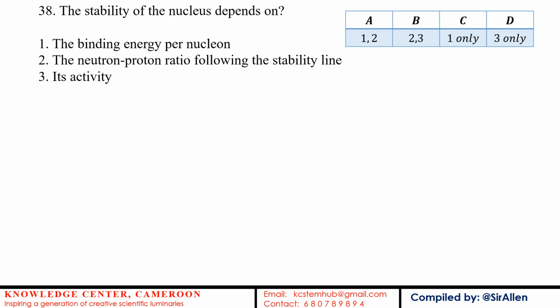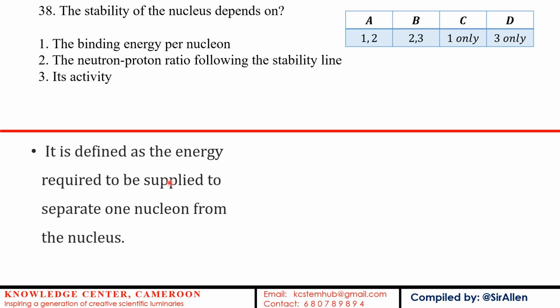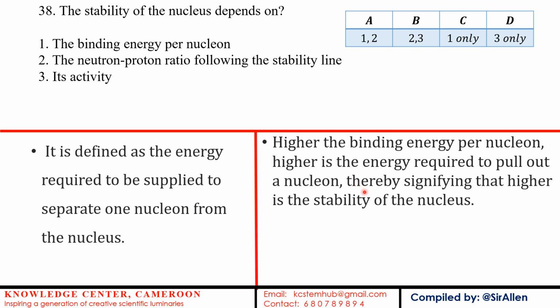All right, let's go. The stability of the nucleus depends on, okay, so we just have some literature here. What is binding energy? I'm defining binding energy per nucleon. It is defined as the energy required to be supplied to separate one nucleon from the nucleus. The more stable you are, the higher this amount of energy, because if the nucleus is very stable, you need to do so much work to break free a single nucleon from that nucleus, all right? So the higher the binding energy per nucleon, the higher the stability of the nucleus. It's as simple as that. So you notice that our answer is A, the binding energy per nucleon has to be very high.